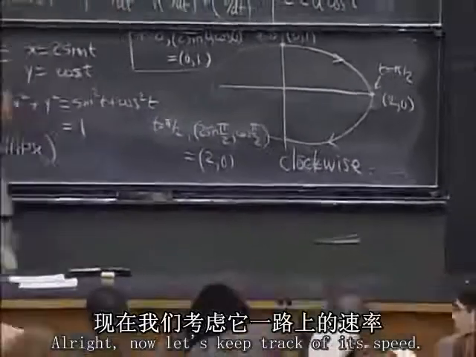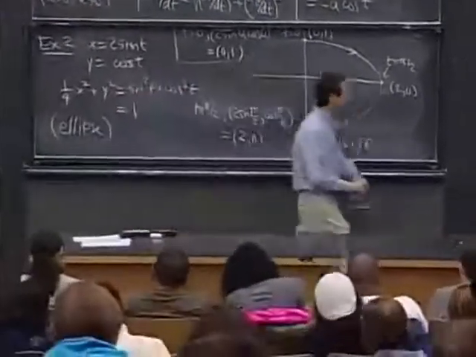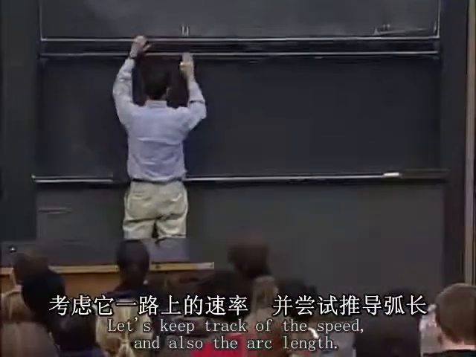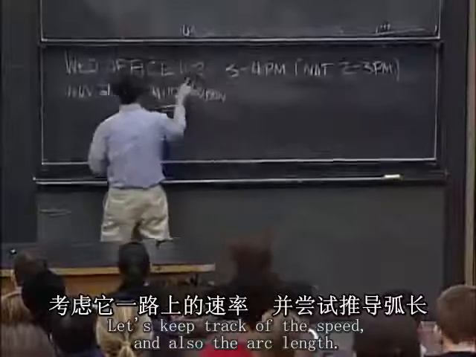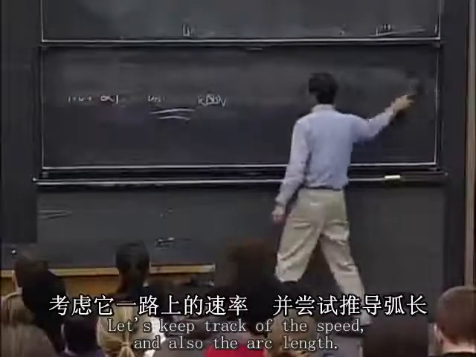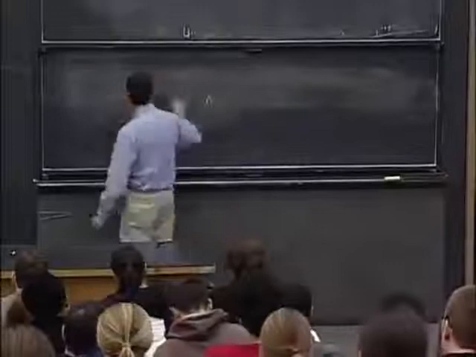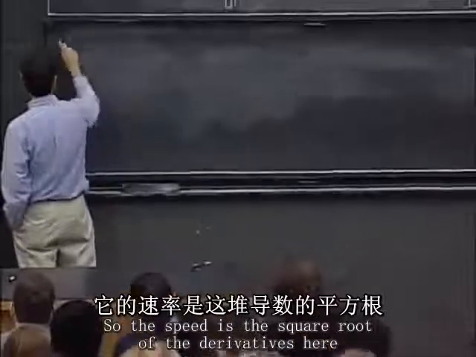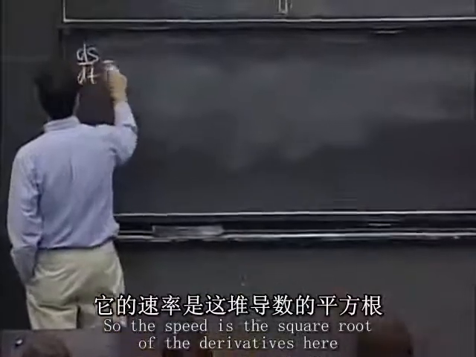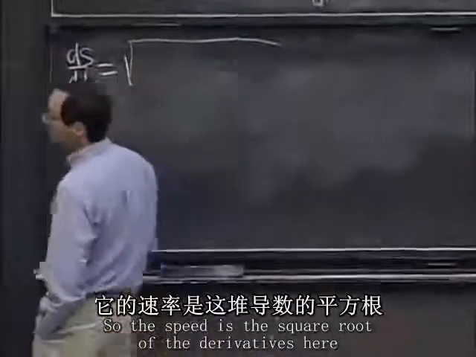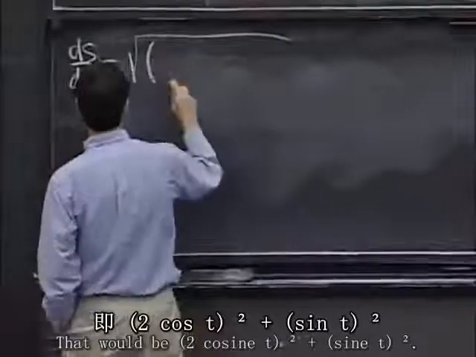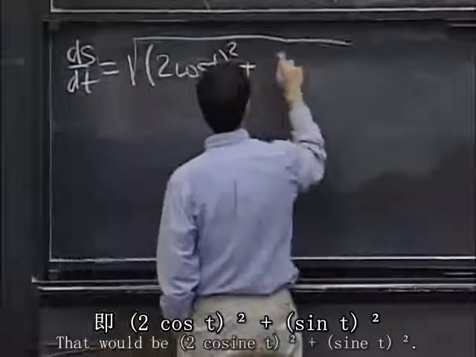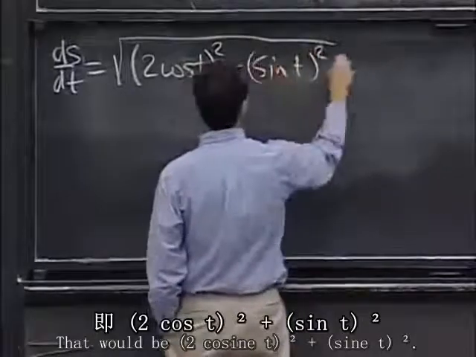All right, now let's keep track of its speed and also the arc length. So the speed is the square root of the derivatives here. That would be the square root of (2 cosine t) squared plus (sine t) squared.